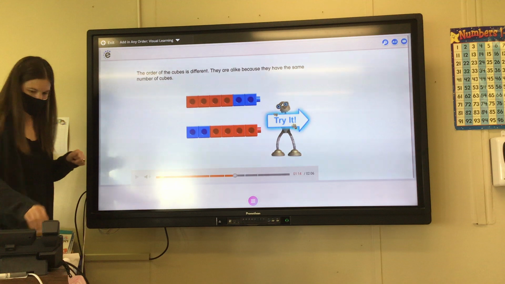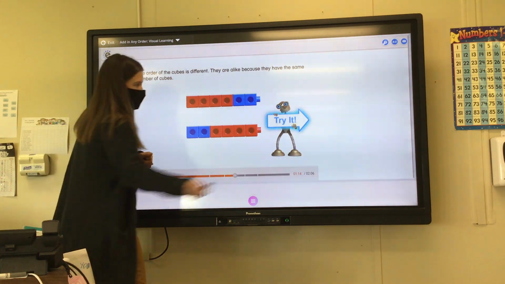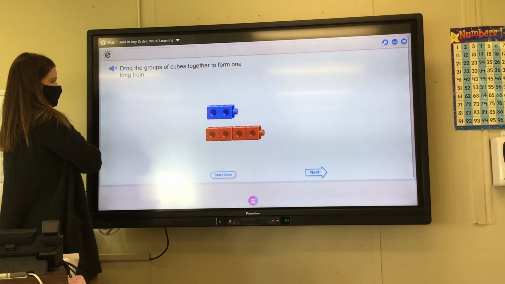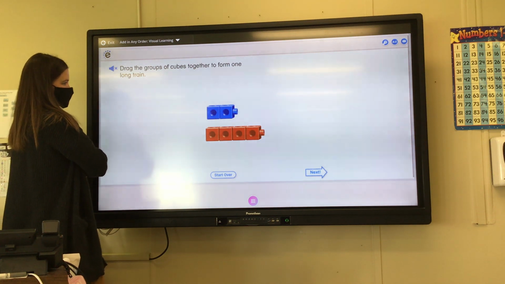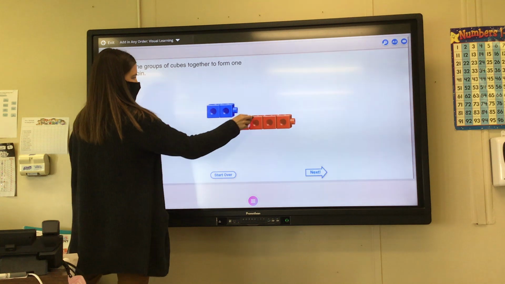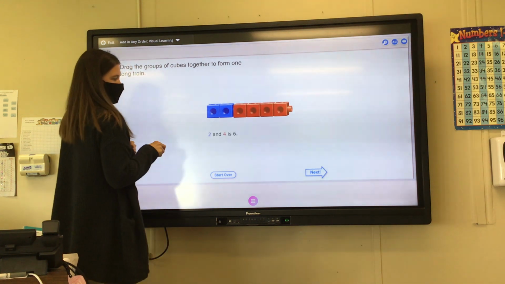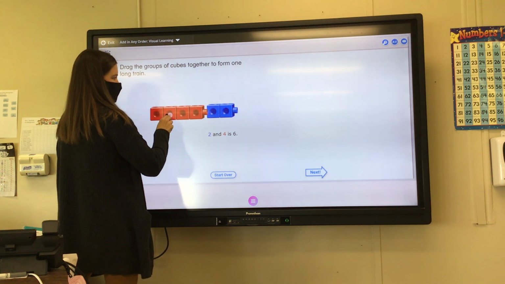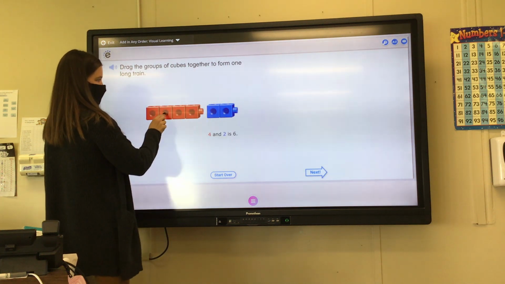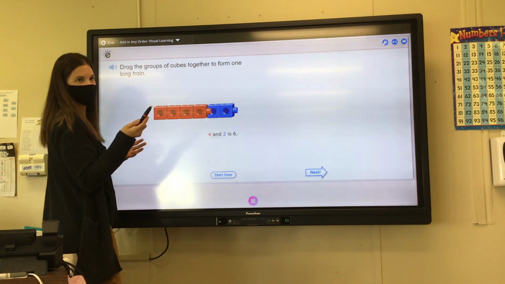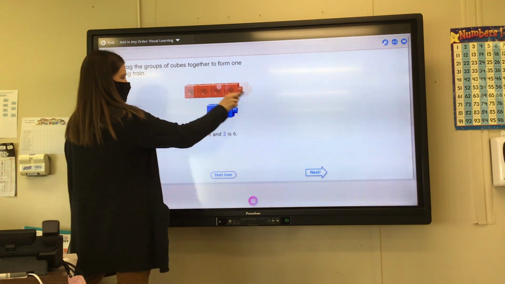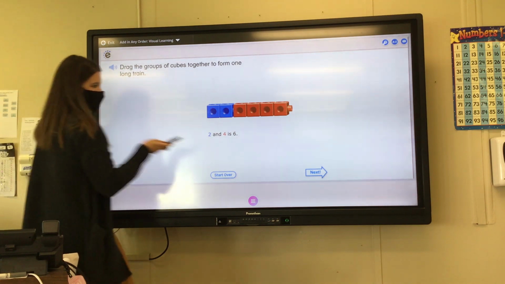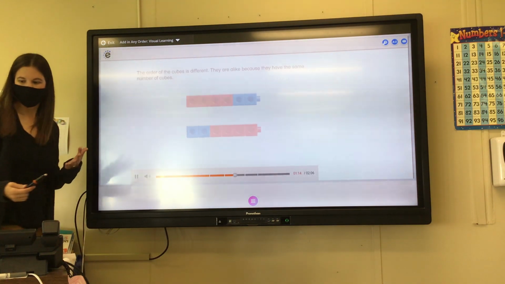All right, we're going to try it. Drag the groups of cubes together to form one long train. Okay, so I can go like this, 2 and 4 is 6, but I can also do this, 4 and 2 is 6. It's going to equal the same amount. It's just in a different order. 2 and 4 is 6. They're always going to still be 6 because there's still 6 cubes.